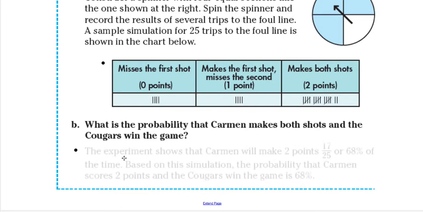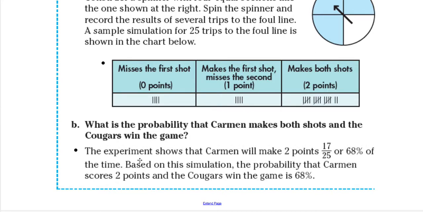So what is the probability that Carmen makes both shots and the Cougars win the game? The experiment shows that Carmen will make 2 points 17 out of 25 times, or 68% of the time. Based on this simulation, the probability that Carmen scores 2 points and the Cougars win is 68%. So that's how you find the probability, by using a simulation.